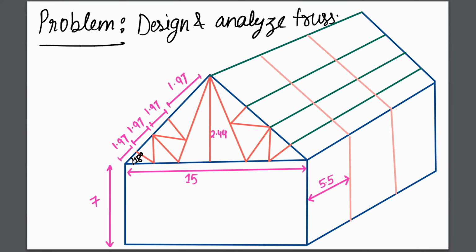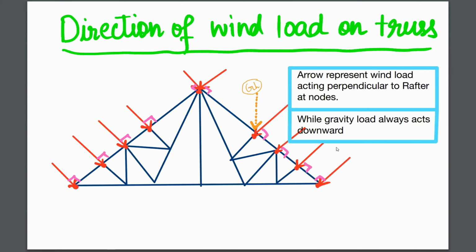As you can see here, the angle of truss is 18 degrees, and all these members or rafters are of equal lengths, and this height is 7 meters, and the spacing between two frames is 5.5 meters. So please draw this picture on any rough copy or keep it in mind. So moving to the next slide.